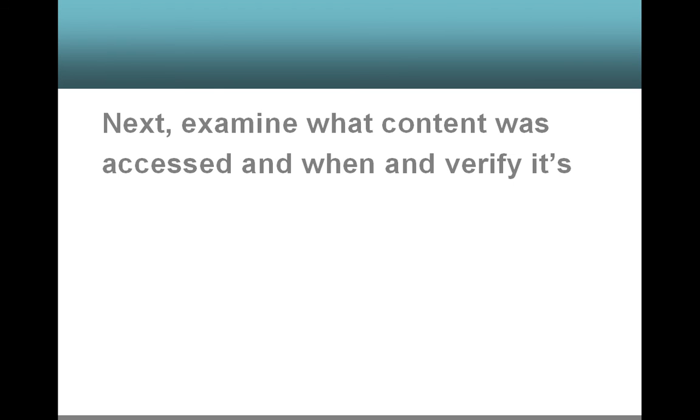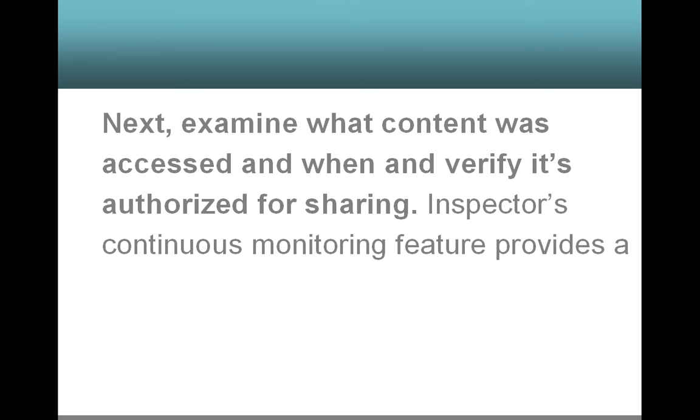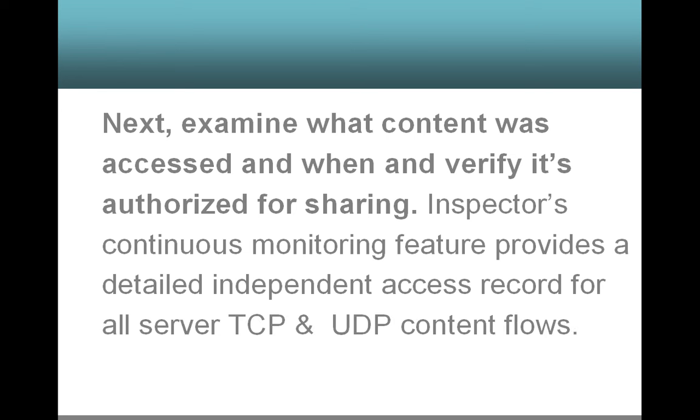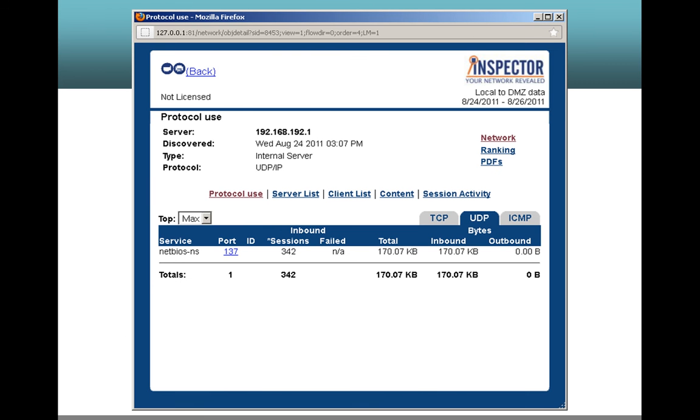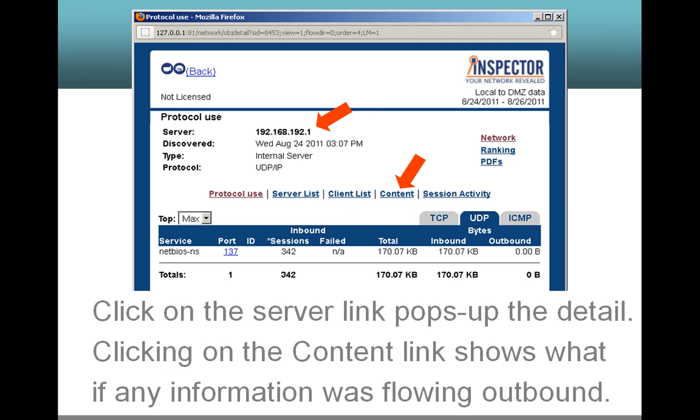Next, examine what content was accessed and when, and verify it's authorized for sharing. Inspector's continuous monitoring feature provides a detailed independent access record for all server, TCP, and UDP content flows. Click on the server link, and it pops up the detail. Clicking on the content link shows what, if any, information was flowing outbound.